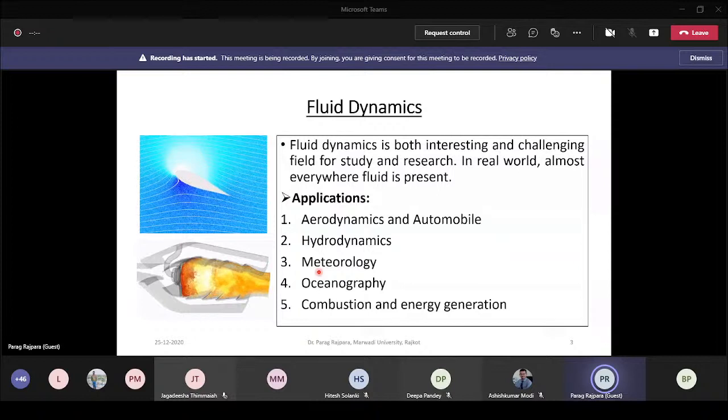It has further disciplines like aerospace and hydrodynamics. Aerospace is a discipline where we are interested in studying the behavior of air when it is in motion. Similarly, hydrodynamics is a sub-branch of fluid dynamics where we are interested in studying the motion of liquid. It has a wide range of applications. Aerospace, automobile and hydrodynamics are the traditional applications. Non-traditional applications include meteorology, oceanography, combustion, energy generation, and many others. These are a few of the applications that we have highlighted here.